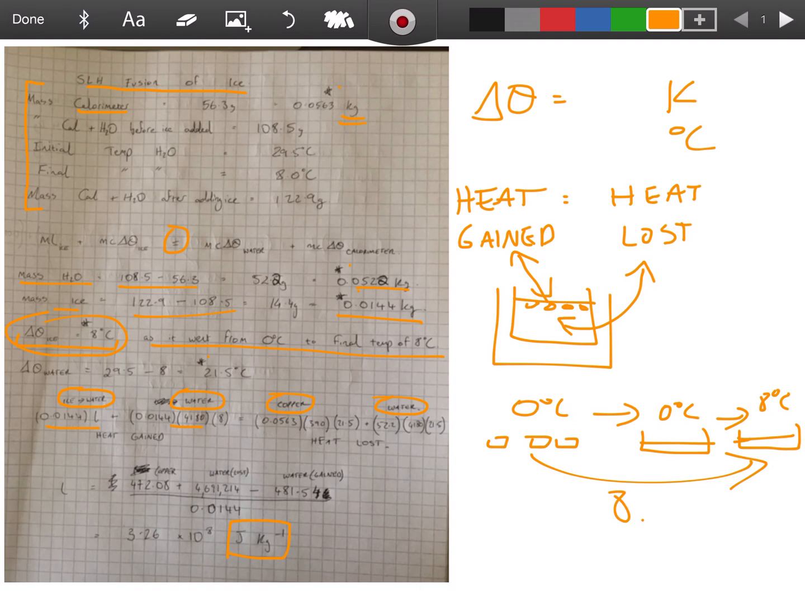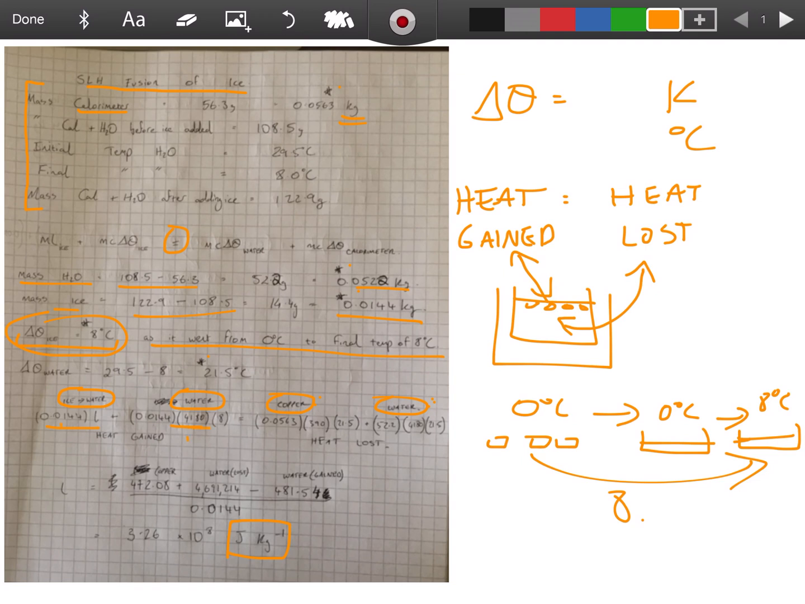This is talking about the copper calorimeter losing temperature, and this is talking about the surrounding water losing temperature. So each part is dealt with specifically and individually, and then we start to combine. So we just pop in our values.